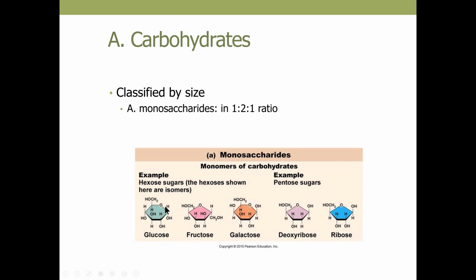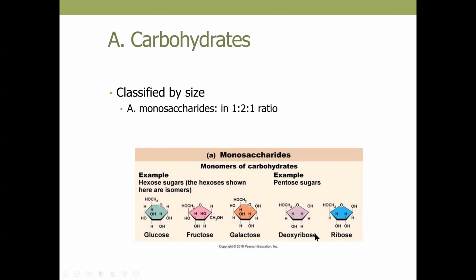This is glucose. We know glucose. That is the product of plant photosynthesis. Plant photosynthesis takes carbon dioxide and water in the presence of sunlight and makes glucose and oxygen, and we then take that glucose in the presence of oxygen and break it down into carbon dioxide, water, and ATP. This is fructose. This is another monosaccharide. This is galactose. This is another monosaccharide. These are 6 carbon rings.